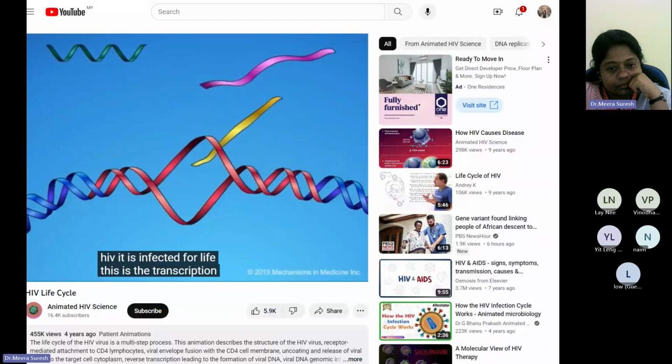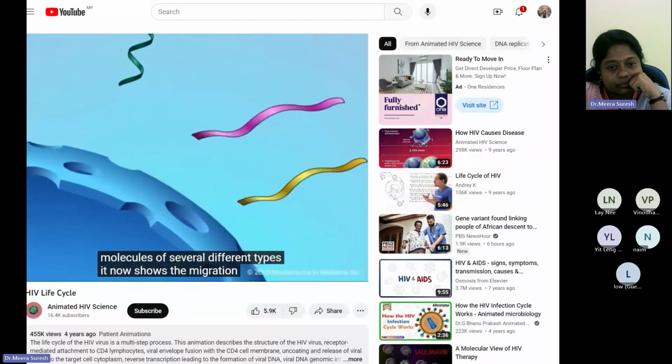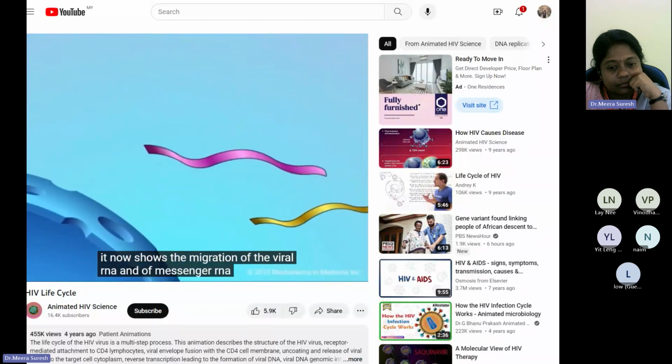This is the transcription of the viral messenger RNA, which is made from the proviral DNA. And as we said before, the viral messenger RNA is essential for viral protein synthesis. And you can see the construction of a number of different messenger RNA molecules of several different types. It now shows the migration of the viral RNA and of messenger RNA out from the nucleus back into the cytoplasm. And it is in the cytoplasm that we actually have the formation of viral proteins.